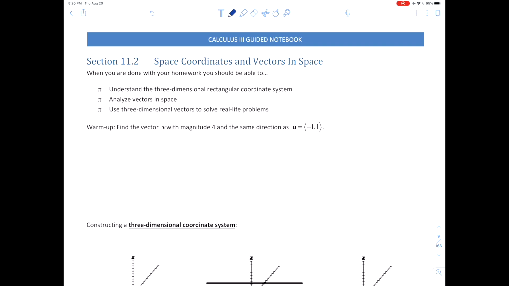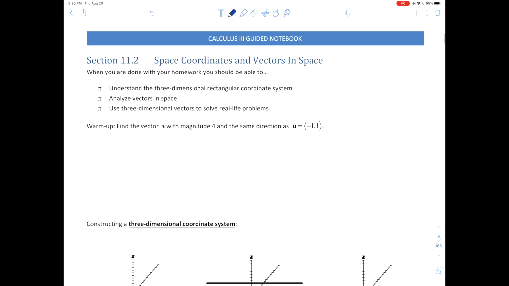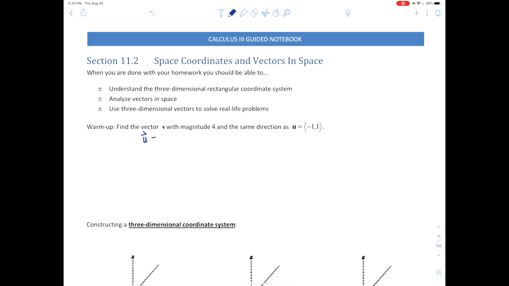We know a couple things, right? We know that u is equal to this vector, negative 1, 1. And we know that if we divide u by its magnitude, then we will have the unit vector that's going in the same direction as u. Good so far? Awesome. So let's do it.